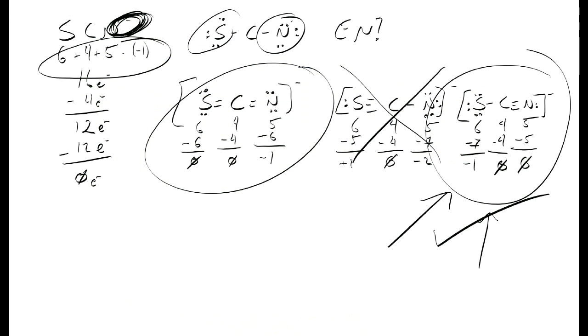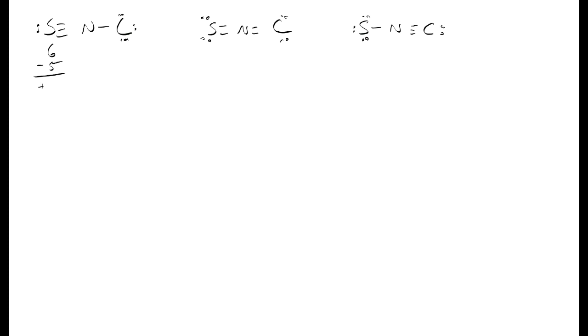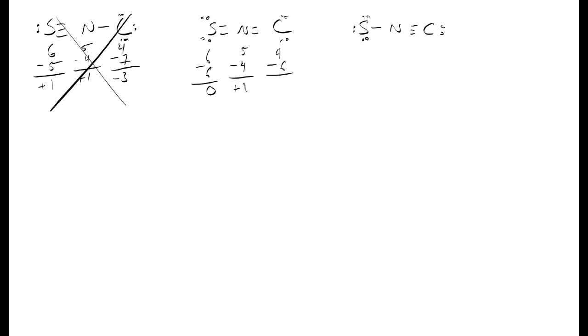You can do the same thing to test having nitrogen at the center or having carbon at the center very easily. So, sulfur, nitrogen, carbon. Sulfur, nitrogen, carbon. Trying to draw these out really quick. And sulfur, nitrogen, carbon. So this is 6 minus 5 for positive 1, 5 minus 4 for positive 1, 4 minus 7 for negative 3. Ooh, that's awful. All right, so 6 minus 6 gives us 0, 5 minus 4 gives us positive 1, and 4 minus 6 gives us -2. Also awful compared to, at the very least, what we had in the other structure.